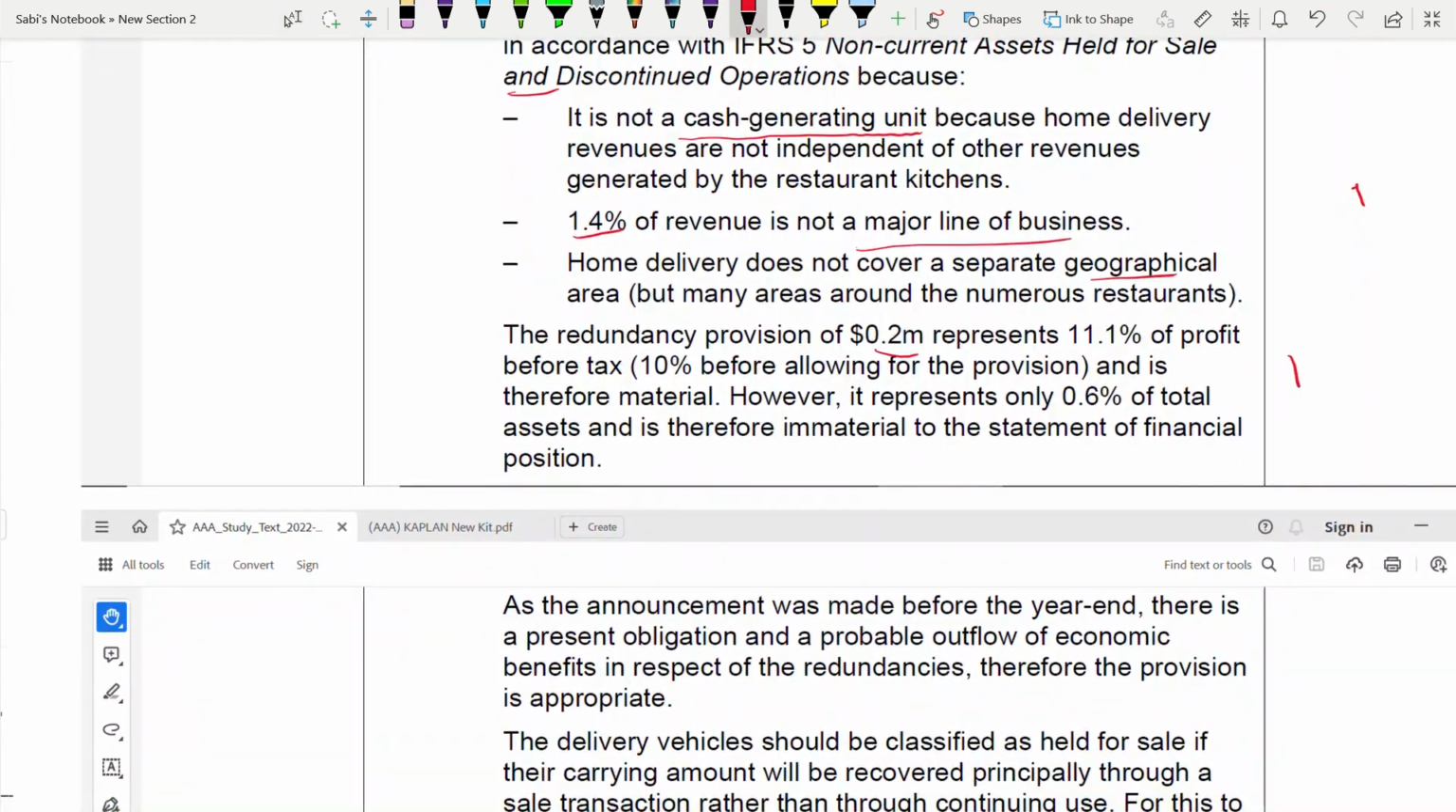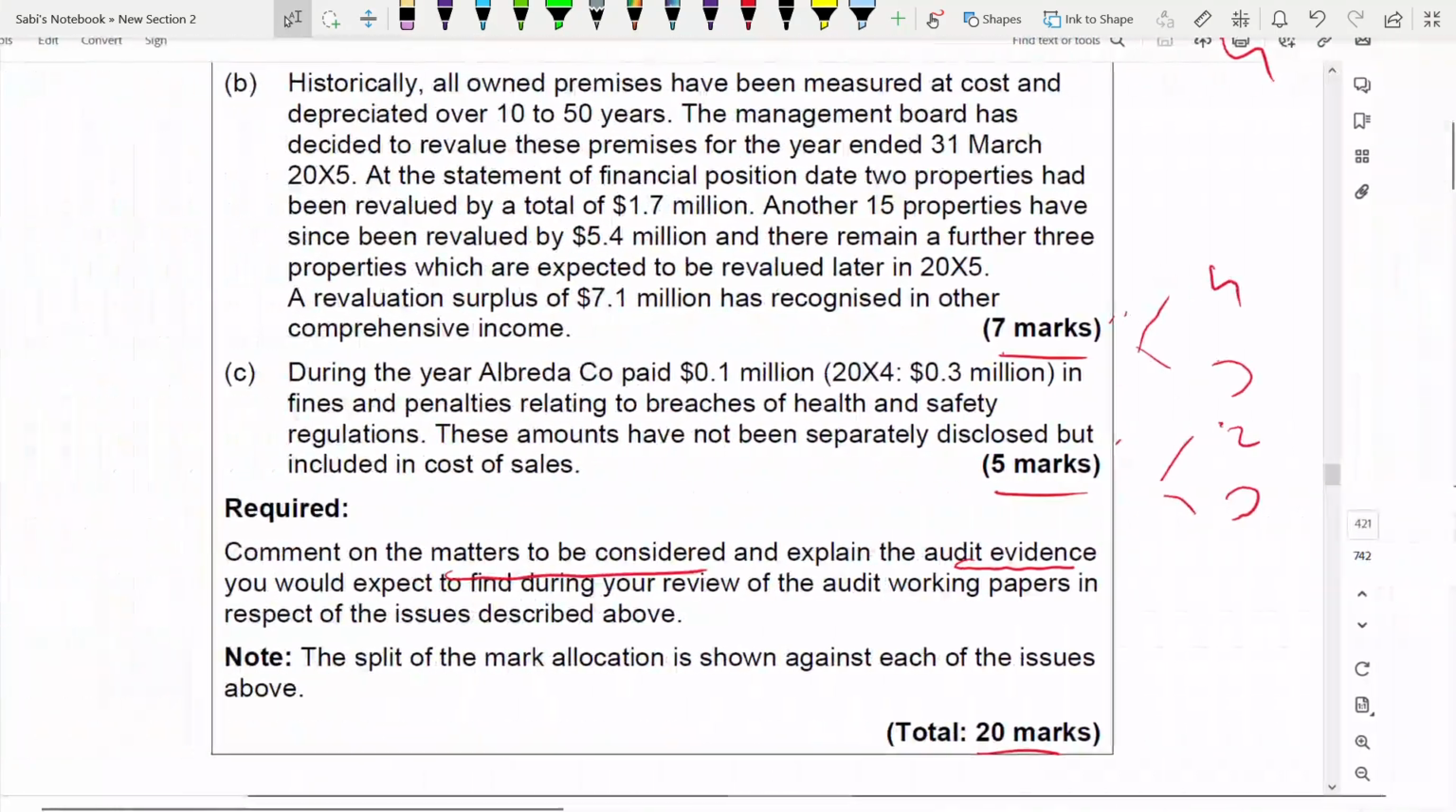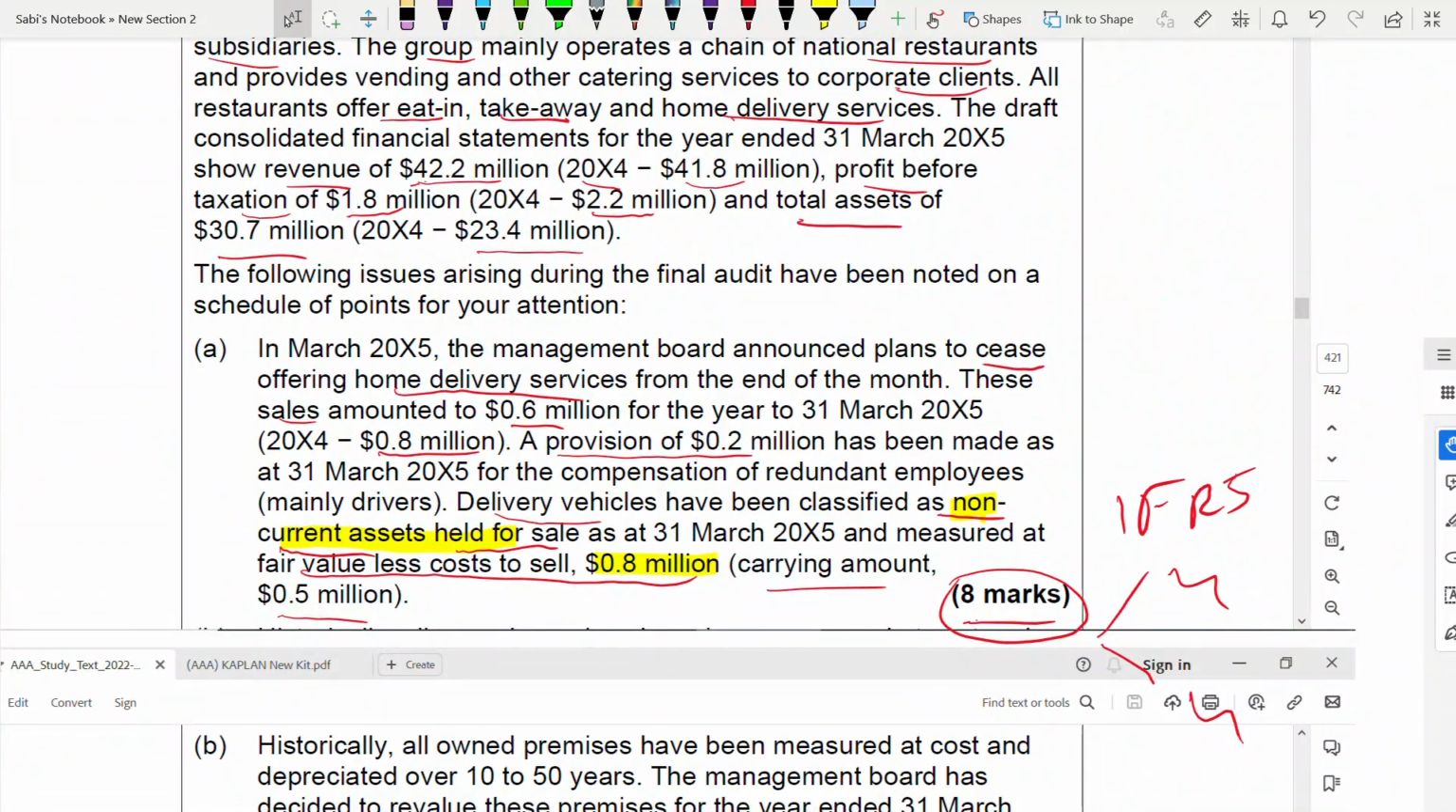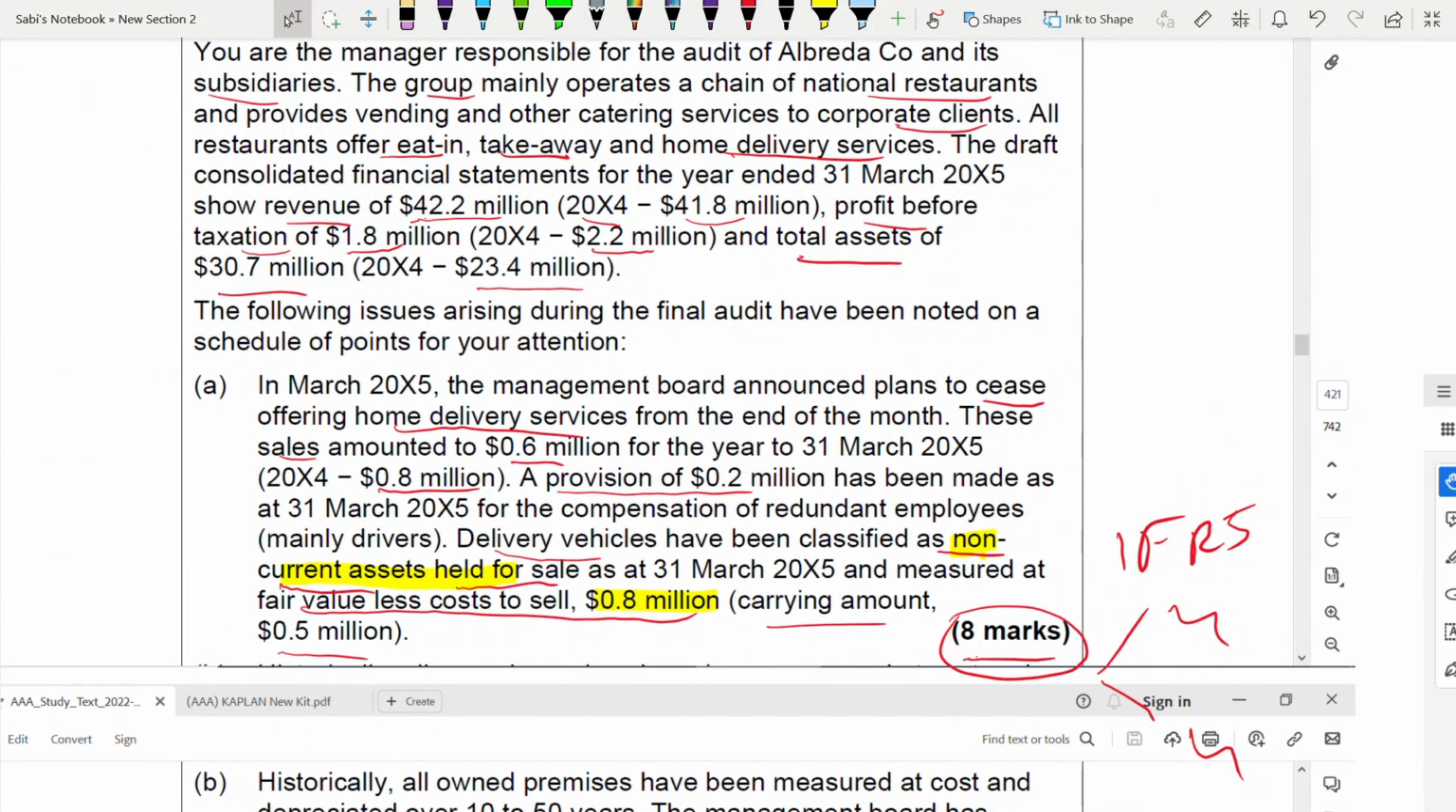Okay, we'll see the 0.2 million provision, whether that is material or not. If you take it in terms of profit, 11.1%. Okay, it is material. And 10% before allowing for the provision. See, before allowing for the provision means you add the provision back to the profit before tax. Profit before tax was how much? 1.8. Provision was 0.2, right? So add that 0.2 back. Because they told us before adjusting for provision, it's 2 million. So provision is 0.2. So 0.2 divided by 2 is 10%. Exactly 10%.